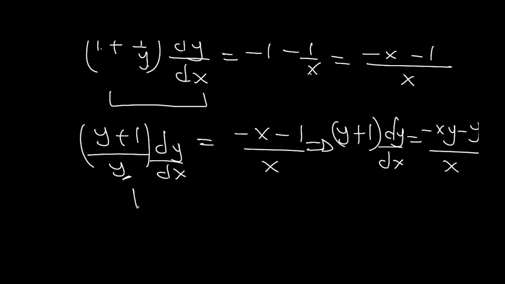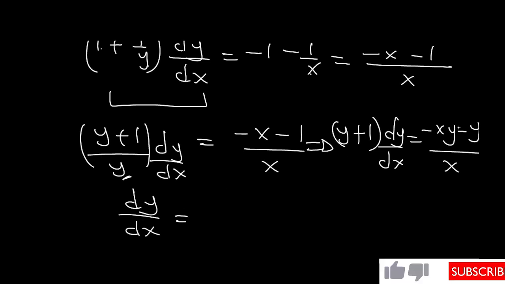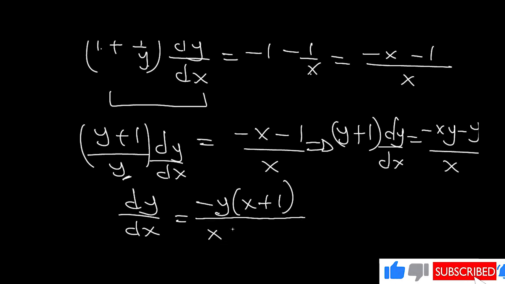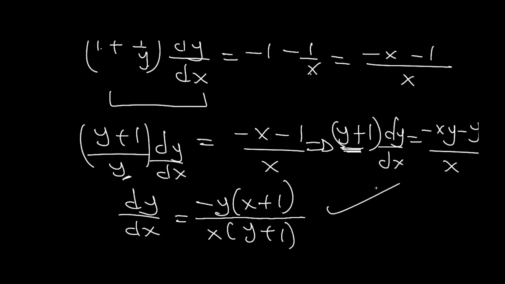Then the final conclusion, make dy/dx the subject, and that will be equal to, up here, x plus 1. If you take minus y out, we have that over this one. You take the minus y out, and then you divide both sides by y plus 1. Okay, so we have this, and that ends the solution.